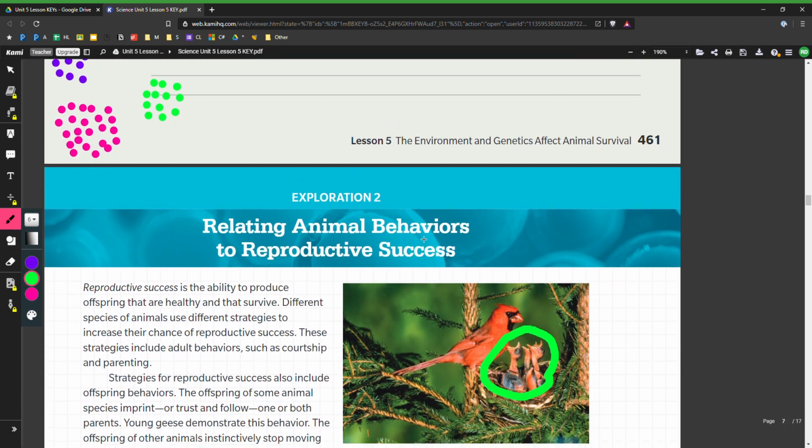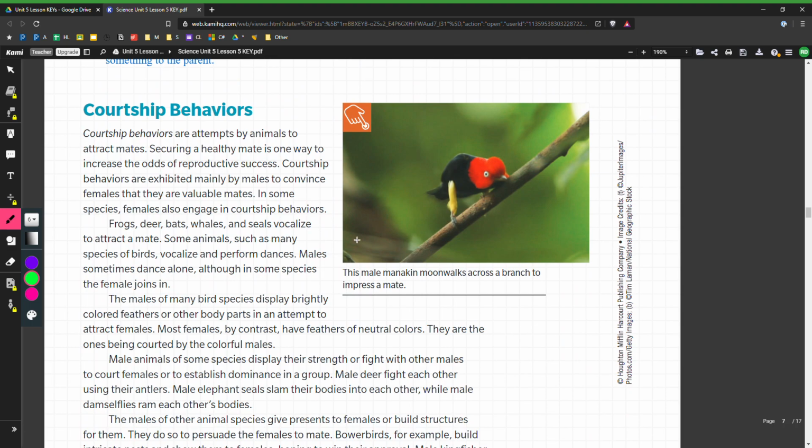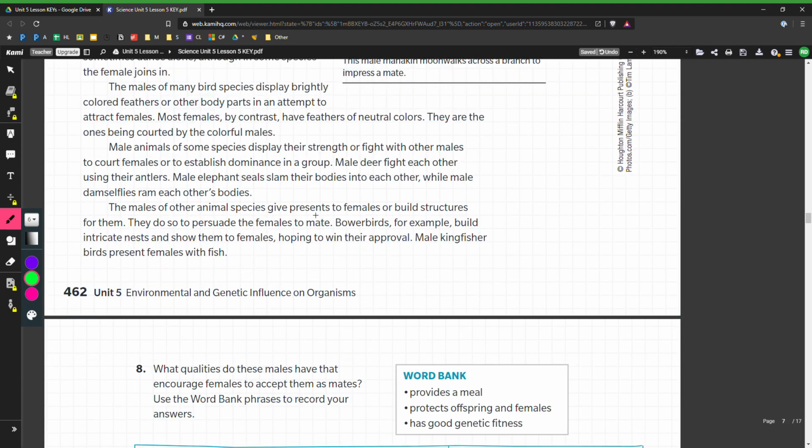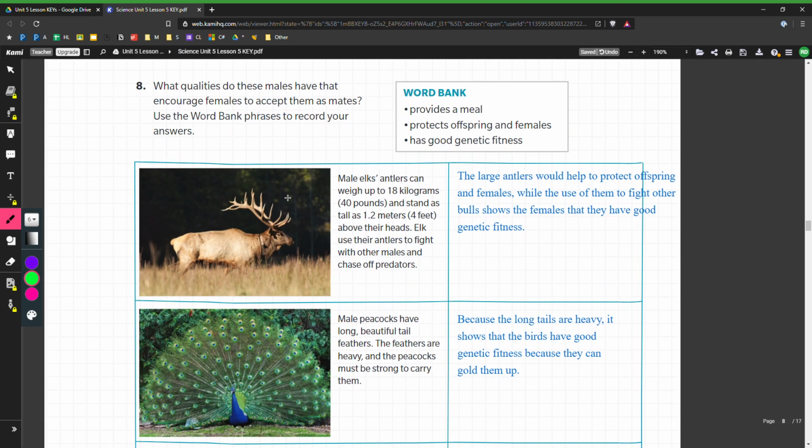And we also have, so here we have courtship behaviors. Courtship behaviors are attempts by animals to attract mates, courting. And there are some examples here. What qualities do these males have that encourage females to accept them as mates? So here we have elks, right?